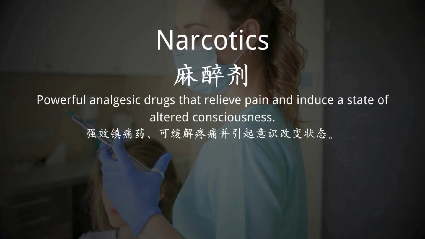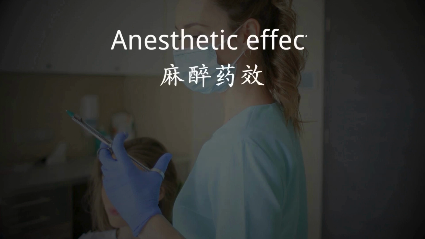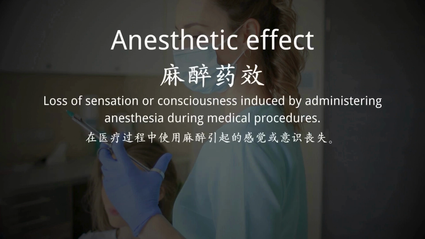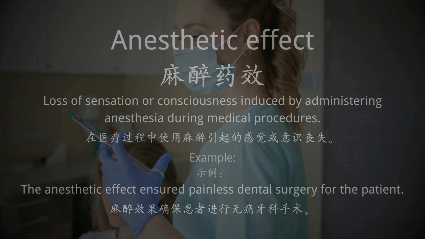Narcotics: powerful analgesic drugs that relieve pain and induce a state of altered consciousness. Example: Morphine is a narcotic used for postoperative pain management in hospitals. Anesthetic effect: loss of sensation or consciousness induced by administering anesthesia during medical procedures. Example: The anesthetic effect ensured painless dental surgery for the patient.